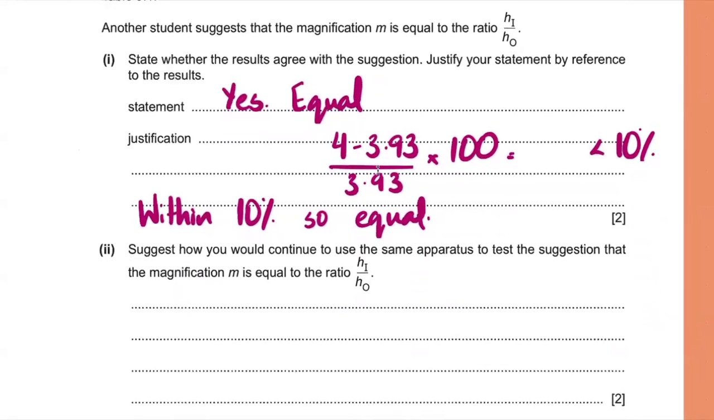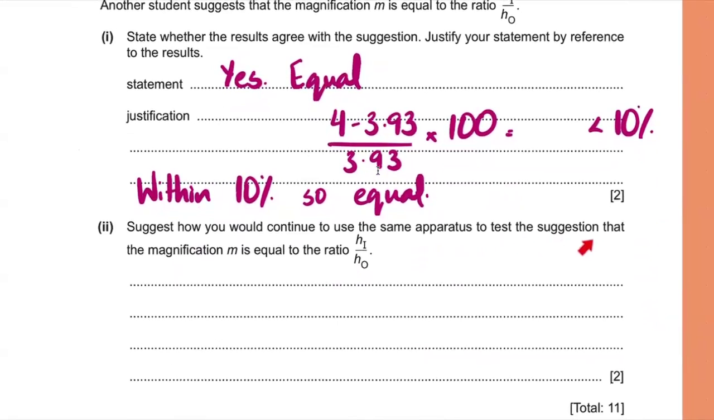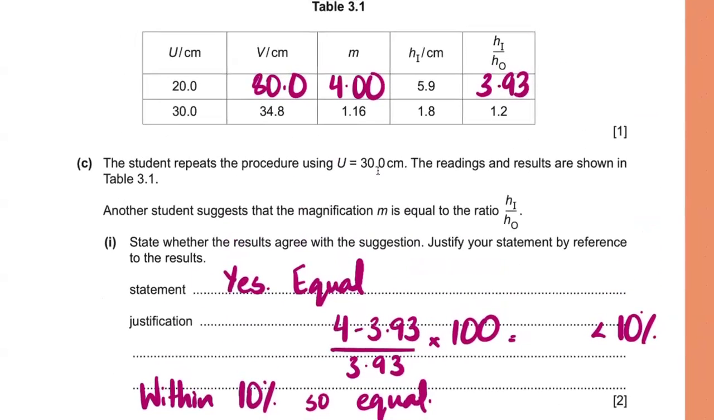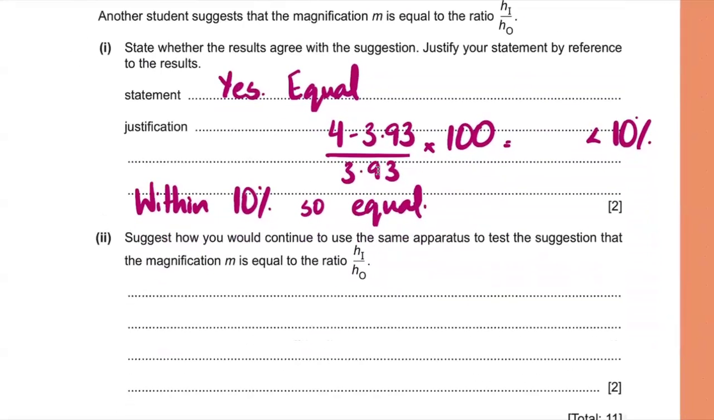Suggest how you would continue to use the same apparatus to test the suggestion that the magnification M is equal to the ratio hi over h naught. Why do we write in the planning experiment that you should take at least 6 values? Is because 2 values are not sufficient. And when you have 6 values, then you can make a graph, right? So if you take different sets of values of u here, you just have 20, 30, you take 40, 50, 60, 70, 80. So you have many more values and then you can make a graph.